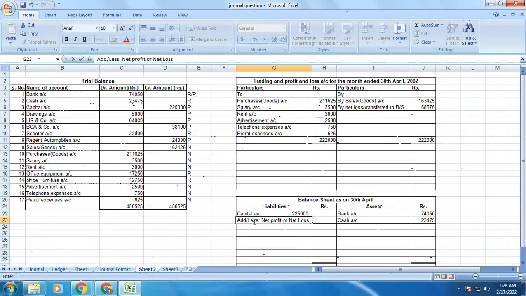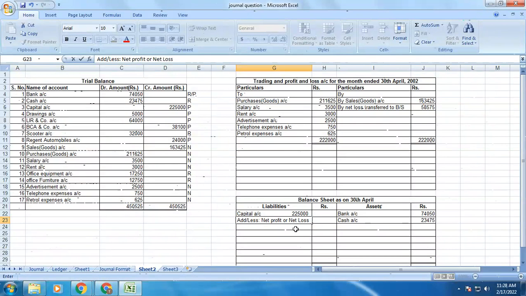So what does this mean? If you have made a profit, you will add it to the capital account. If you have incurred a loss, you will deduct it from the capital account. So that is how your net profit or net loss is recorded in the balance sheet. It is written on the liability side as an adjustment to the capital account.